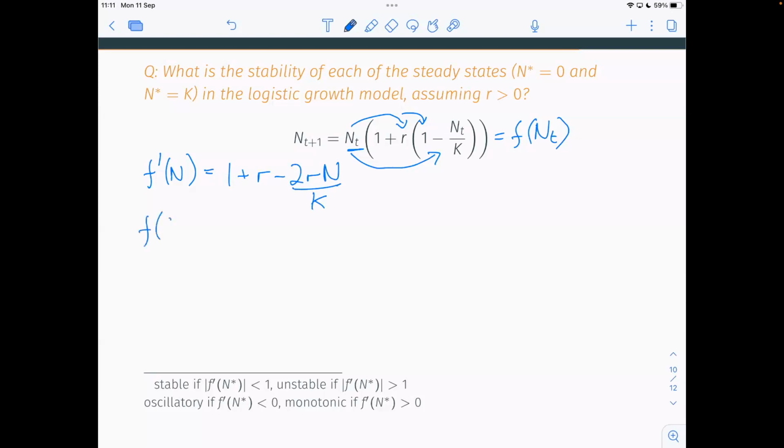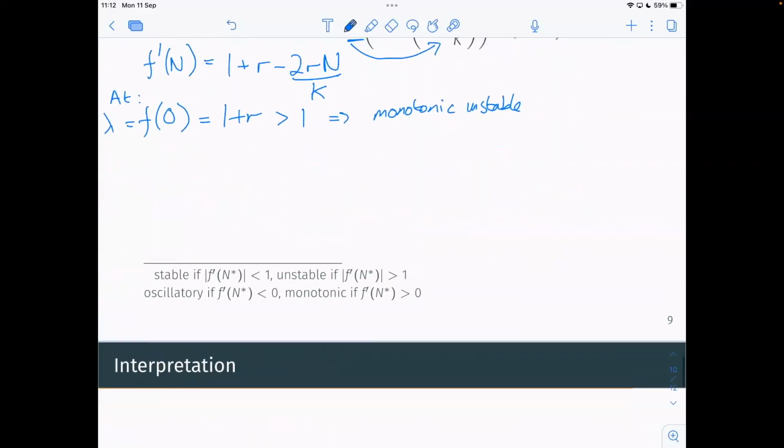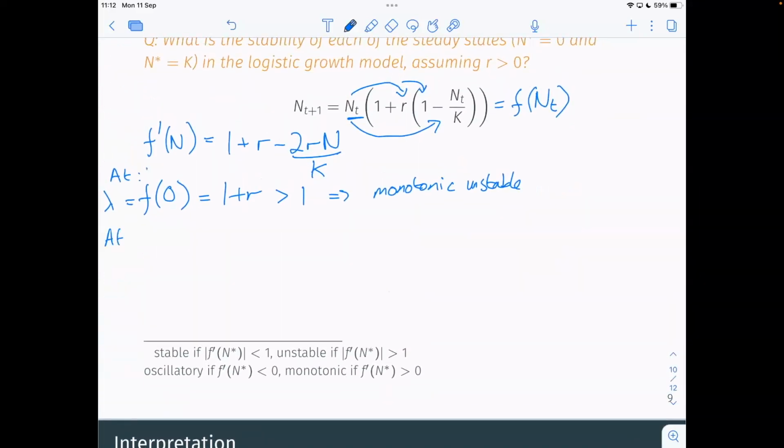Okay, so let's think about what happens when n is equal to 0. We have f prime of 0. We're just going to substitute 0 into this line above, okay? So f prime of 0, the last term with the n disappears. So we're going to have 1 plus r. So what do we know about this? Well, we said to start with that r was going to be positive, so this is always going to be greater than 1. So we can say that this is going to be monotonic unstable. Why? Because this is just my lambda. If I go up here, I see that lambda is greater than 1. This is monotonic unstable. This is at n is equal to 0.